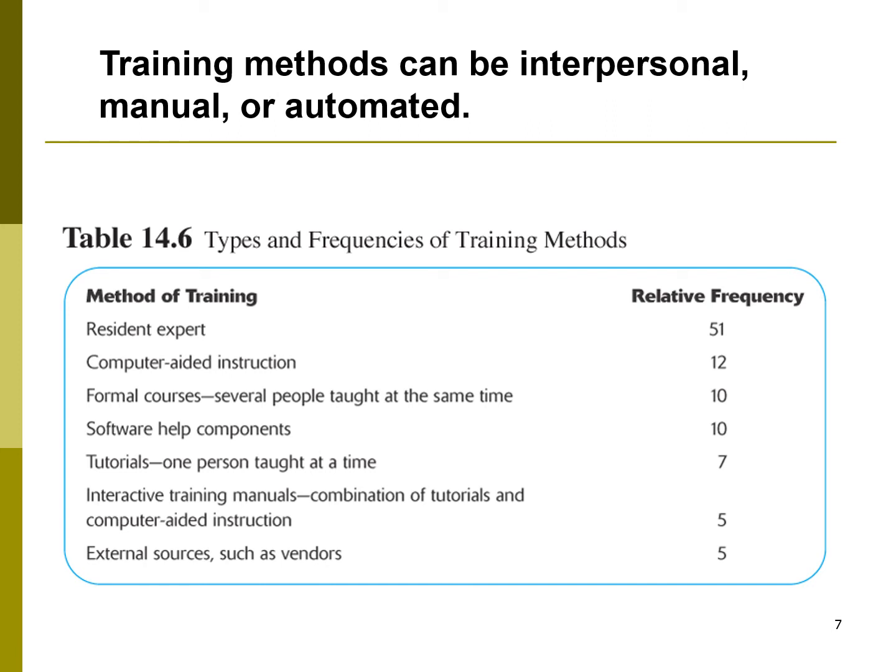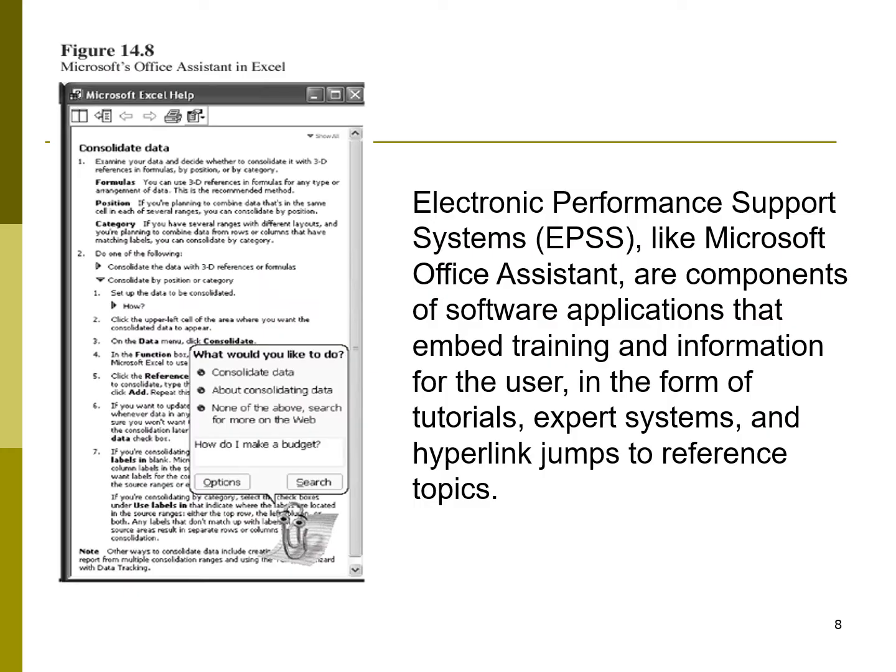Or it can be in the form of an interactive training manual, where you combine tutorials and computer aided instruction, or also in the form of external sources, especially when your system is also using another system. For example, you need to train on the database part, so you can also call on the training provided by the vendors. Okay, so this is an example of a software component that provides help. I think you still remember this before, but nowadays Microsoft Office does not have this function anymore.